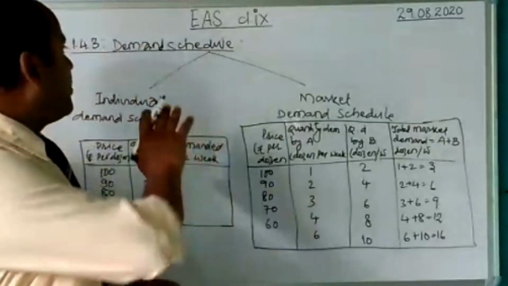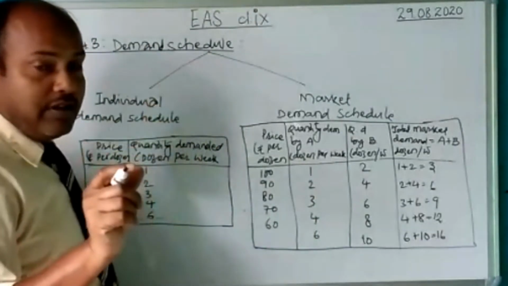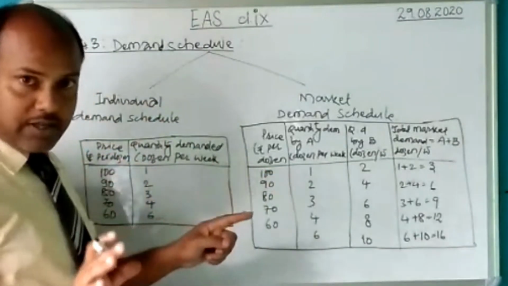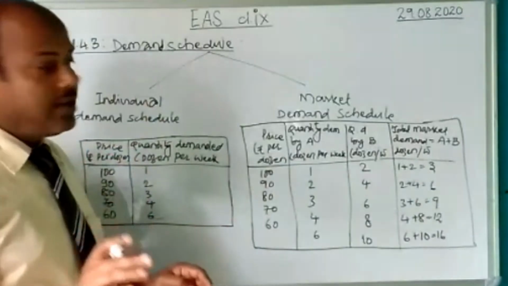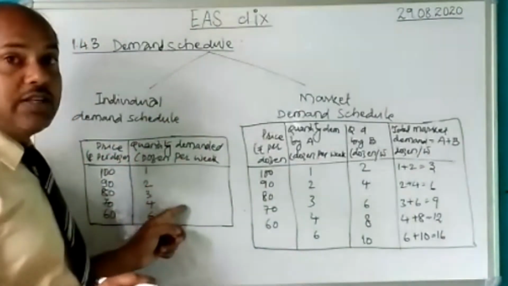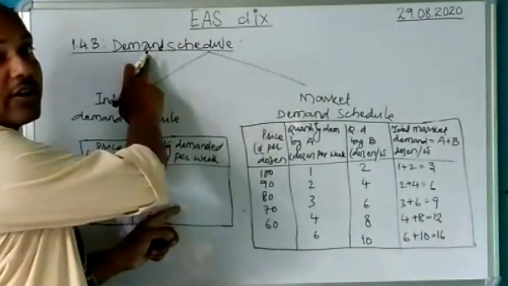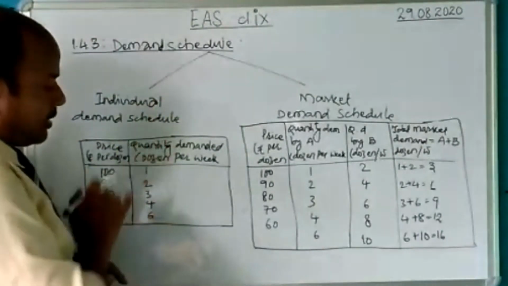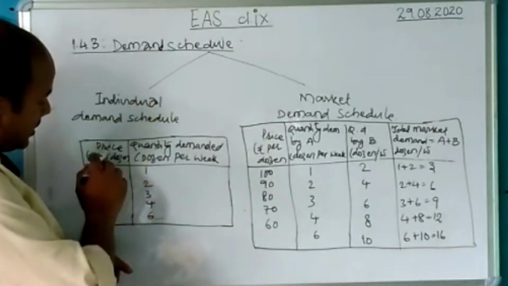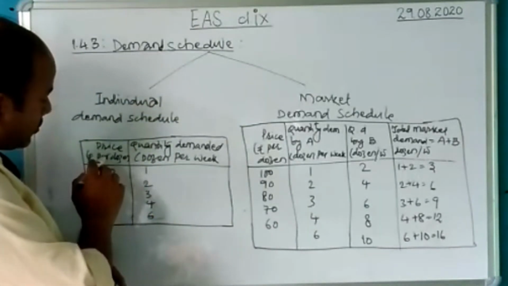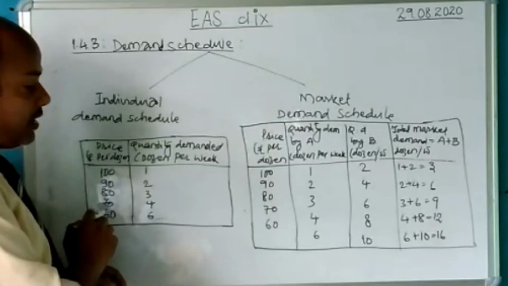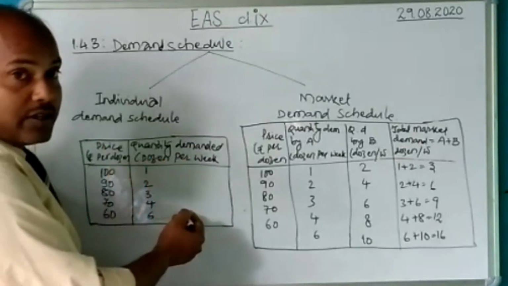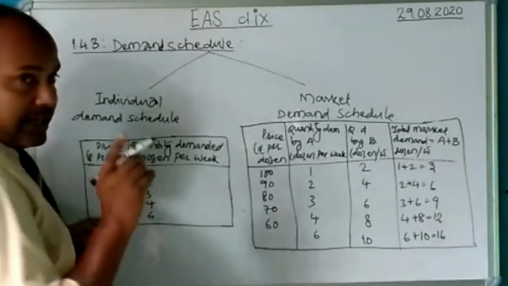Okay, so now come to demand schedule. What is a demand schedule? Demand schedule is a tabular representation showing the different quantity of a commodity demanded by the consumers at different prices. Alright, look at this table. Here this column or row shows the price of a commodity, and at this price the different quantity of the commodity demanded by one individual consumer.